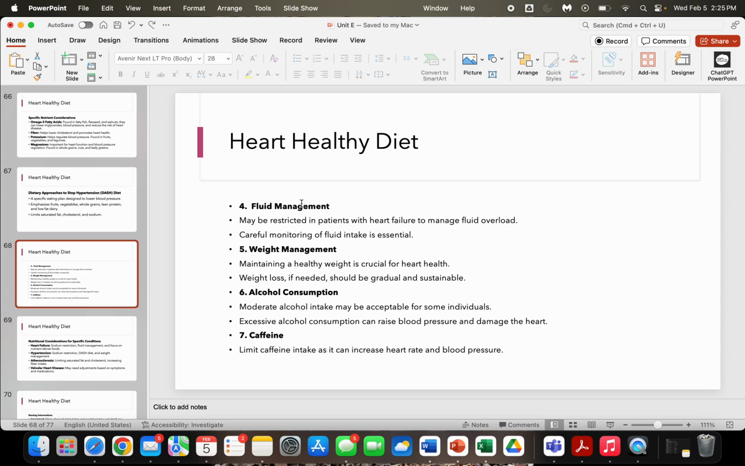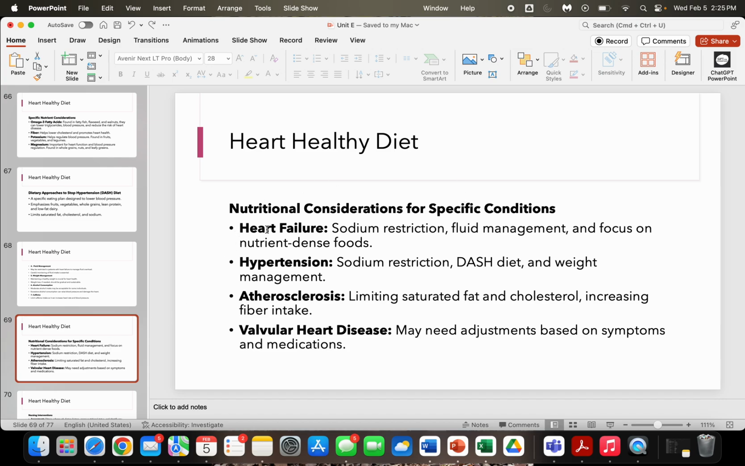Other things that are important: fluid management. Again, if they're in heart failure, they may need to restrict fluid. Weight management is also very important. Weight loss, if they are overweight, is an important piece of it that they should consider. Alcohol consumption is another factor we should address, and then caffeine as well, okay?